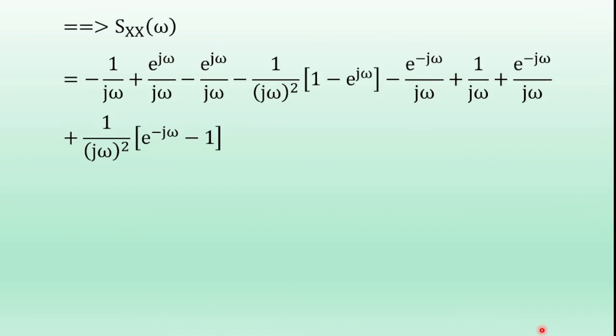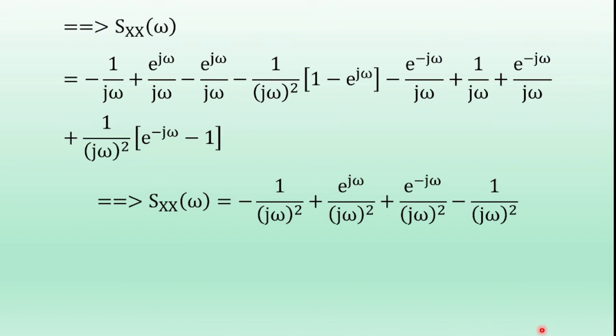So the RHS term, simplifying this RHS term: now here minus 1 by j omega plus 1 by j omega cancel, and e power j omega by j omega minus e power j omega by j omega cancel. Here also minus e power minus j omega by j omega plus e power minus j omega by j omega cancel, and the remaining RHS term is minus 1 by j omega whole square plus e power j omega by j omega whole square plus e power minus j omega by j omega whole square minus 1 by j omega whole square.